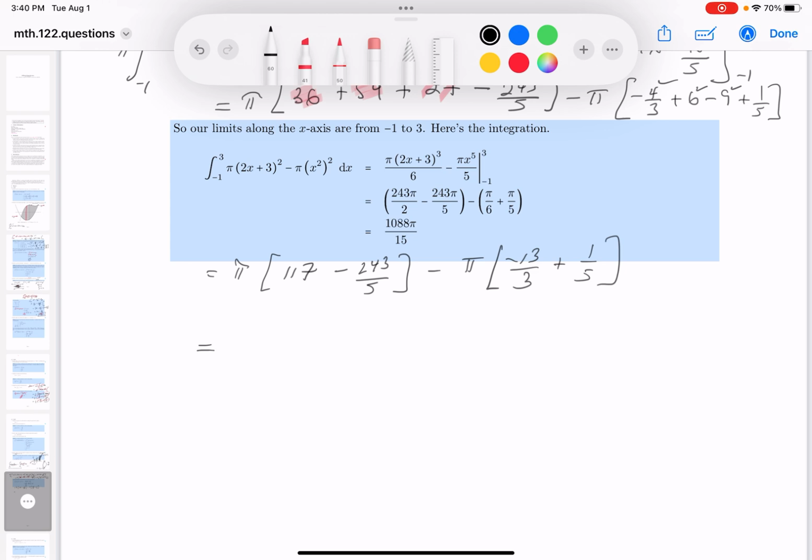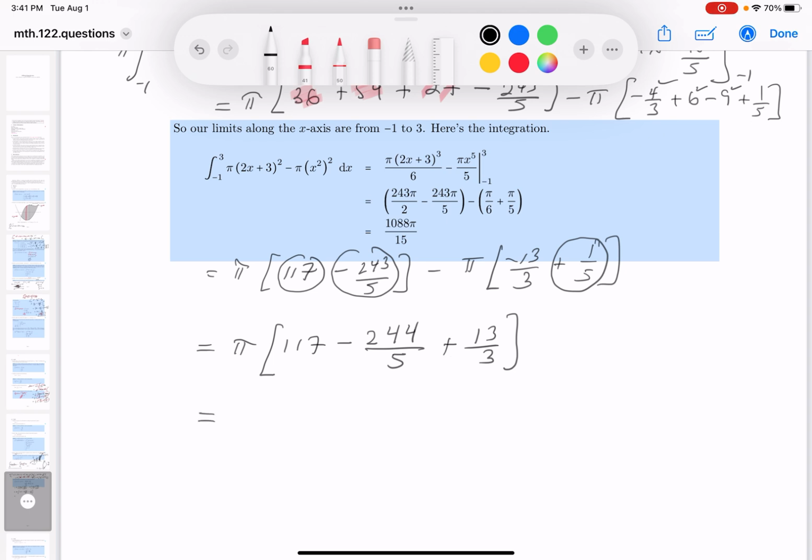So what do you get? You get pi. I'm going to do this, 117. I'm going to do this and this. I'm going to combine those together. What does it give me? Minus 244 over 5. Then what do you get? Minus 13/3. Boy. Oh, I'm sorry, plus 13/3. I'll make a mistake. We got a key to look at too. Pi.